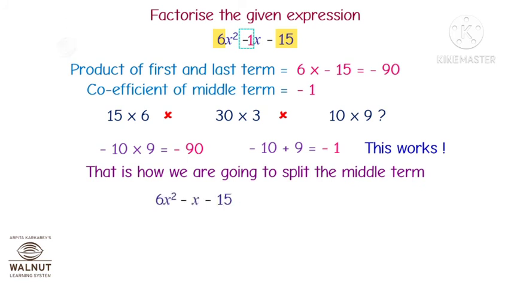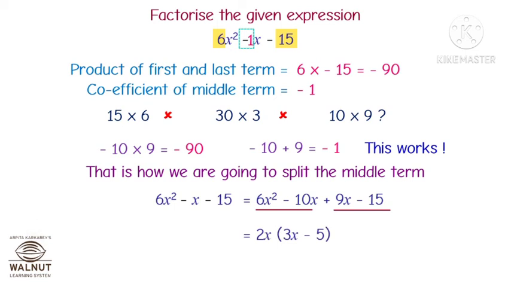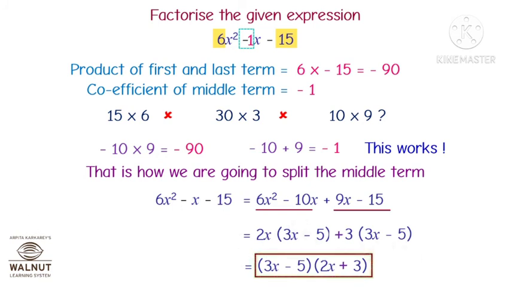6x square minus x minus 15 is equal to 6x square minus 10x plus 9x minus 15, which is equal to 2x into bracket 3x minus 5 plus 3 into bracket 3x minus 5, which is equal to 3x minus 5 into 2x plus 3. You can check your answer in rough work by actually multiplying the factors and see if you again come to the original expression in the question.